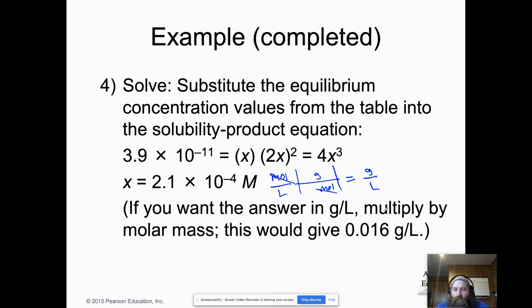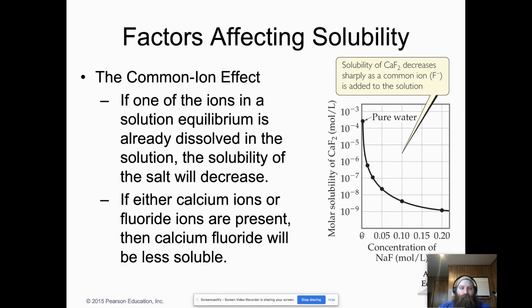And there we go. The question asks us for molar solubility, so we're good with leaving it in molarity. But if we want grams per liter to actually do the equation or do the lab prep, do it for real, we would need grams per liter. So that's how we get it.